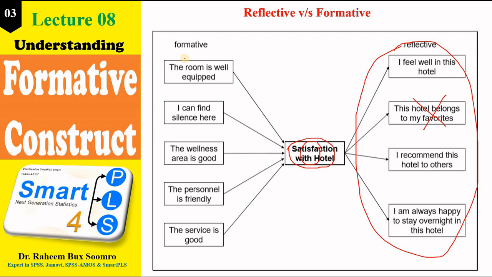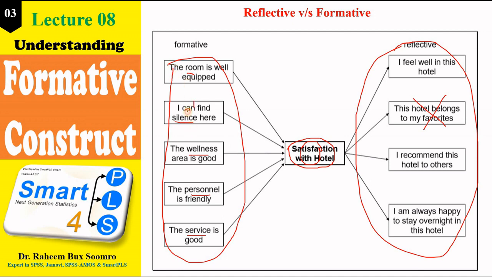Whereas this is formative. In the formative, you're looking at: the room is well equipped, so here we talk about the room. Another is silence, so here we're talking about the silence. Each item is basically measuring a different dimension of the satisfaction with the hotel. Another is the wellness area is good. Another, the personnel is friendly and the service is good. So all these are different components of the service. When all components are good, we can say our customers are satisfied.